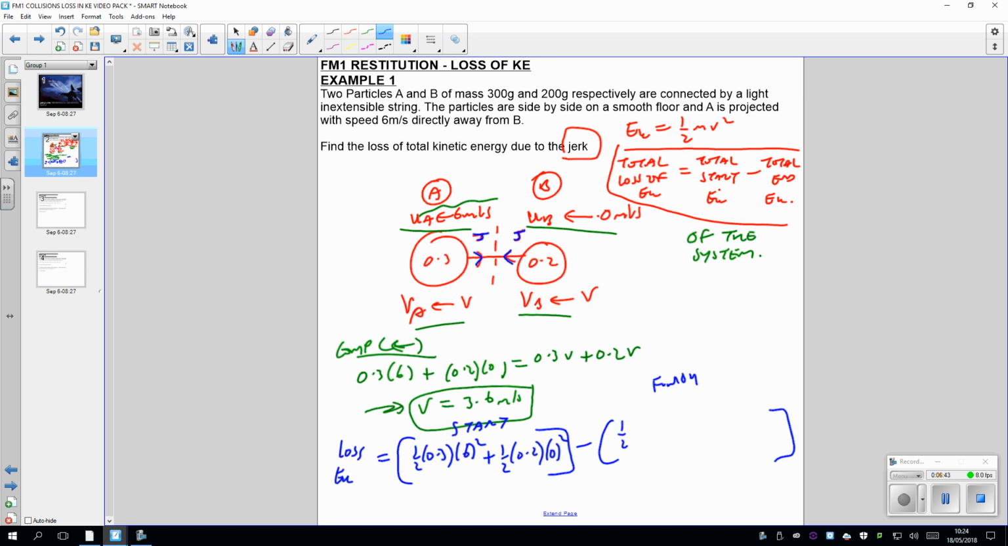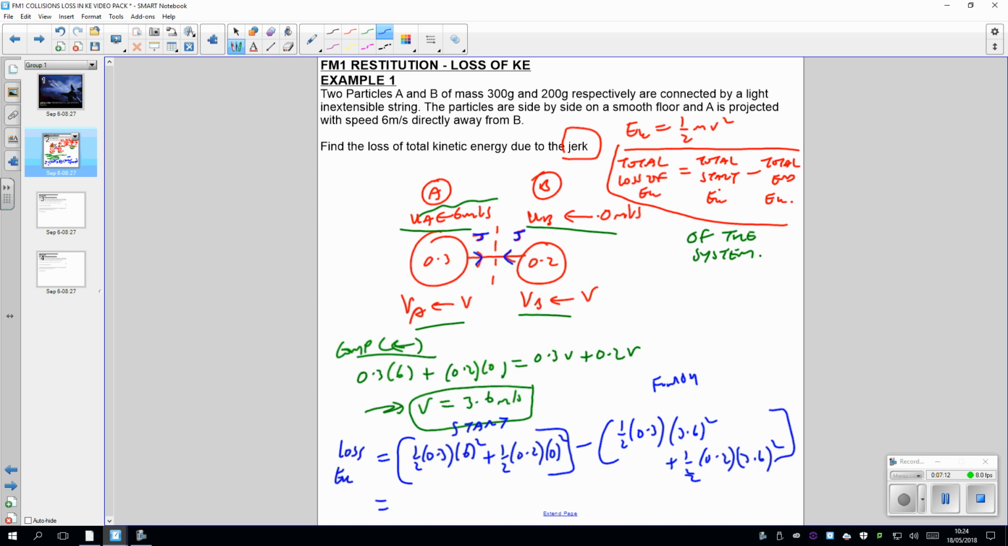So half mass, let's do A first, 0.3, and V was 3.6 squared plus half, lots of 0.2. So it doesn't matter what directions they're in and things like that, because even if they're going in opposite directions, they still have kinetic energy. It's just moving in a different direction. So 3.6 squared. So then we can add them together.